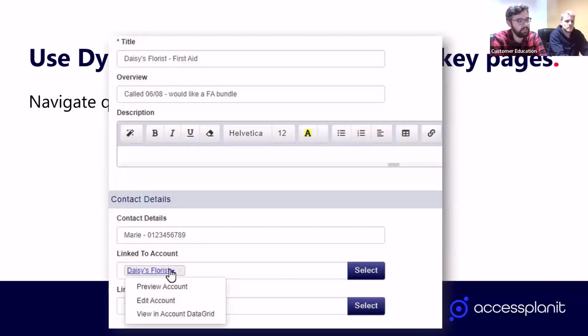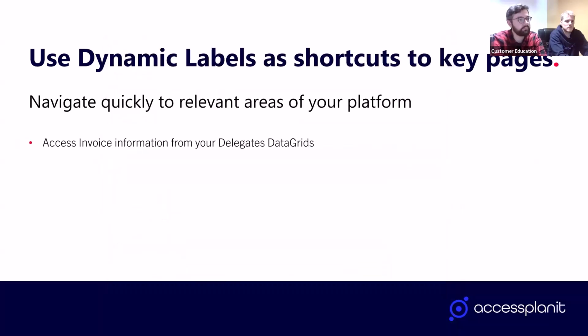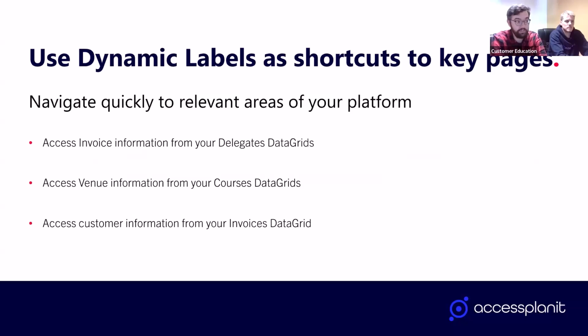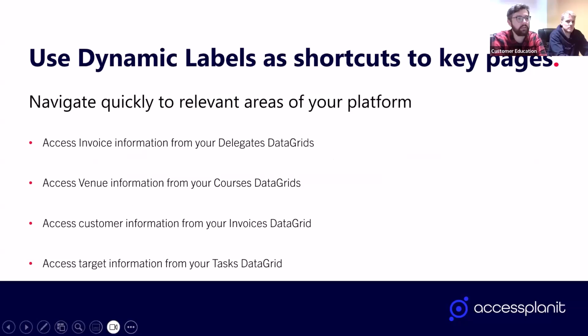You can use dynamic labels to access invoice information from your delegates data grid, like we said, access venue information from your courses data grids, access customer information from your invoices data grid, and you can also access target information from your tasks data grid. Now let's have a look at those links in practice, shall we?